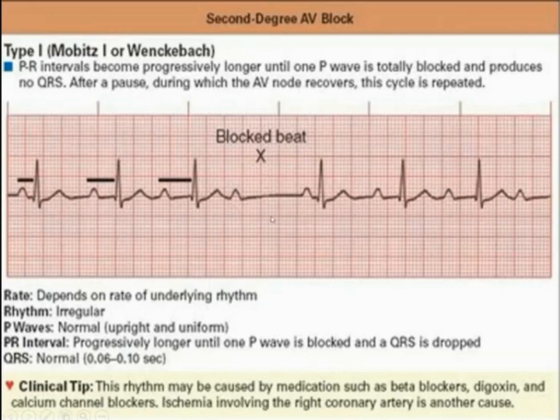After that, there comes another P wave and another cycle of prolongation of the PR interval, followed by a blocked P wave. We see a P wave but no QRS after it. We call this Mobitz type 1, or Wenckebach phenomenon, according to the scientist who discovered it.